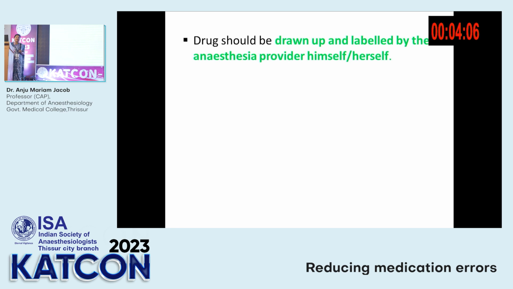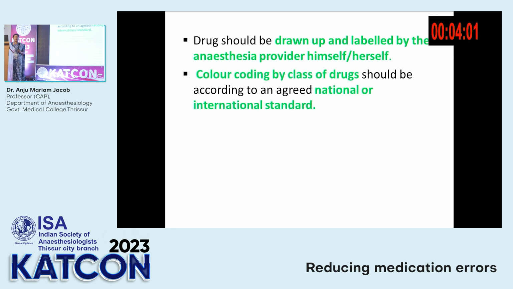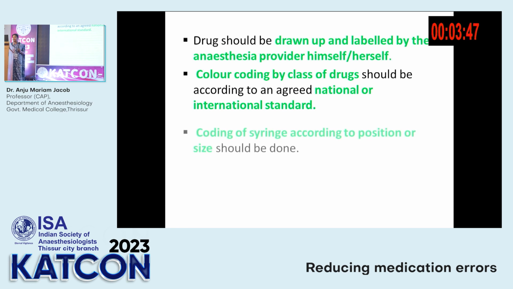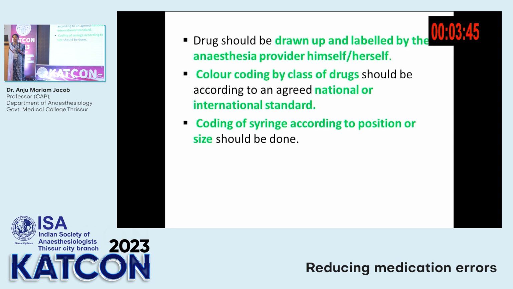And whoever is giving the drug should draw the drug by himself, load the drug. Color coding by class using labels: red for non-depolarizing as well as depolarizing muscle relaxants. Some color coded labels are readily available, pre-color coded. You can use those to label your syringes. And keep them in a position, like every OT will have a position where you will have premedicant drugs on one side, or maybe in the middle, induction agents on another side. So keep that coding in all OTs so that there is no mixing of drugs when you take it.